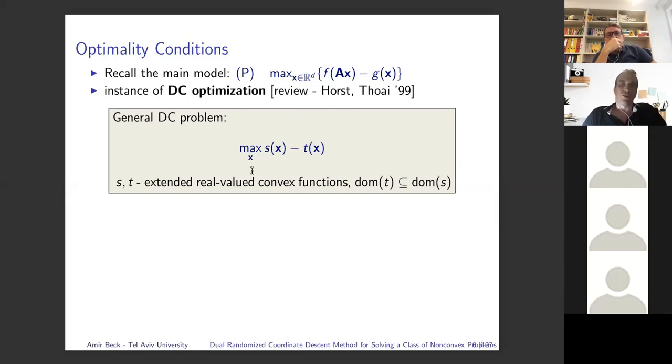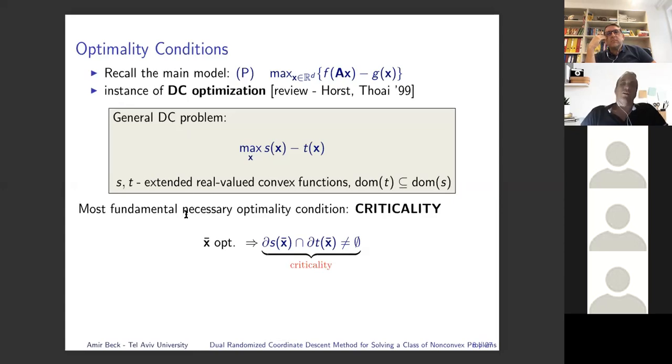So this is a general DC problem. And yes, I know that usually when you write a DC problem, you write it as a minimization problem. But of course, it doesn't matter because it's still a DC problem when you look at minus of the objective function. So here, S and T are extended real valued convex functions, and the domain of T is contained in the domain of S. And this is actually important. Otherwise, by the way, the maximum will be just infinity.